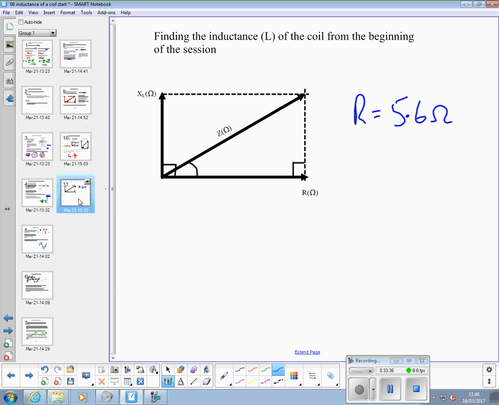So R is 5.6 ohms. What other value do we have on the front there that we measured? We haven't got XL. We got the impedance. Z we measured, or from our experimental values, was 11 ohms. Yeah? So they're the values from experiment. What can we do with those values?